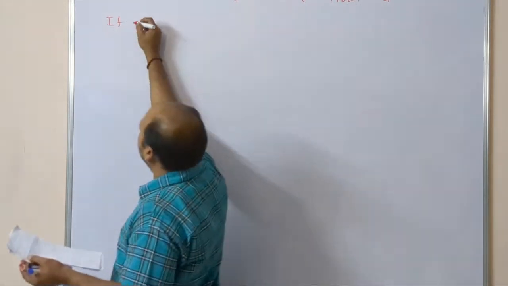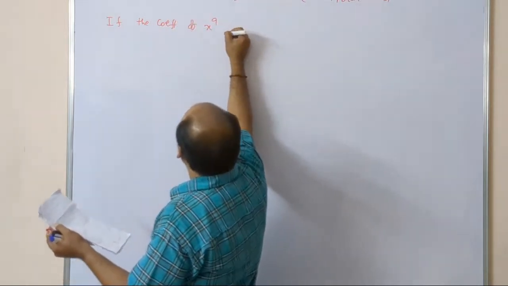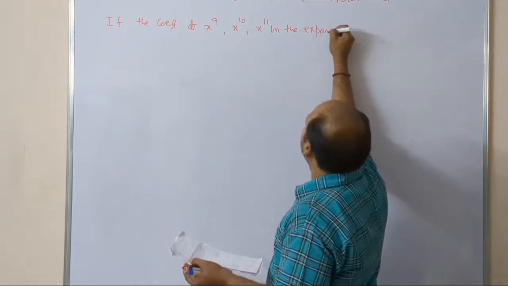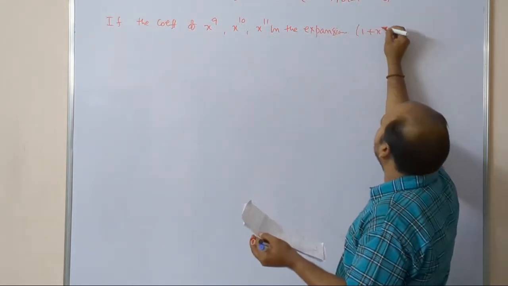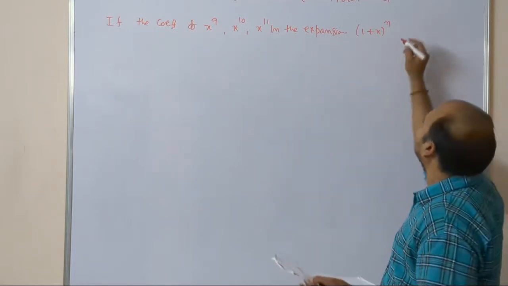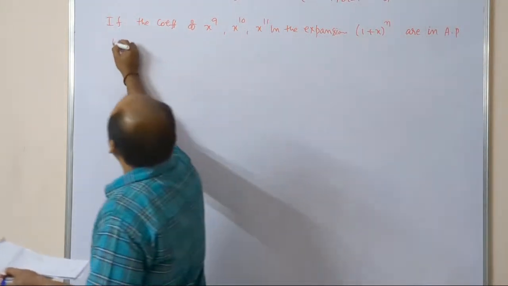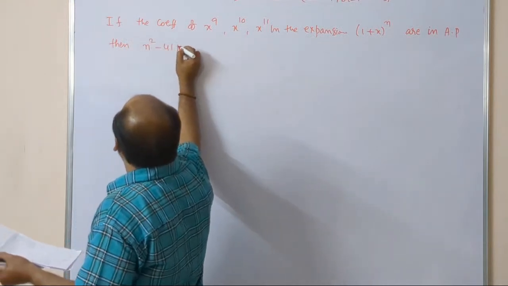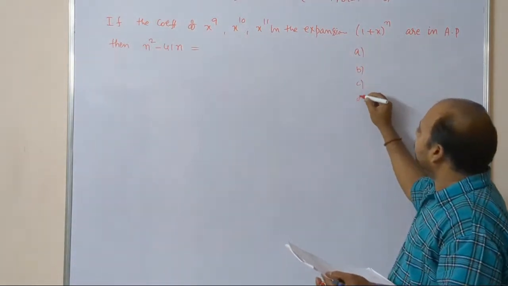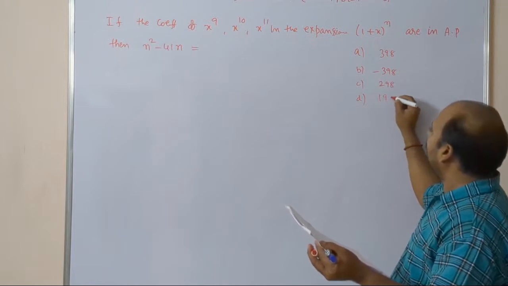The previous, I think 2015 or 16 question: if the coefficients of x power 9, x power 10, x power 11 in the expansion of 1 plus x whole power n are in AP, arithmetic progression, then n square minus 41n is equal to. Options: 398, minus 398, 298, 198. This type of question was recently asked in the TS IPE, a 7 marks question, and also in the EAMCET.